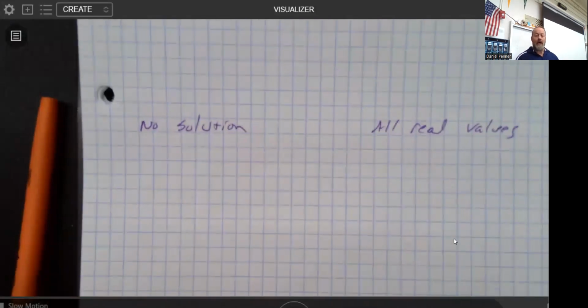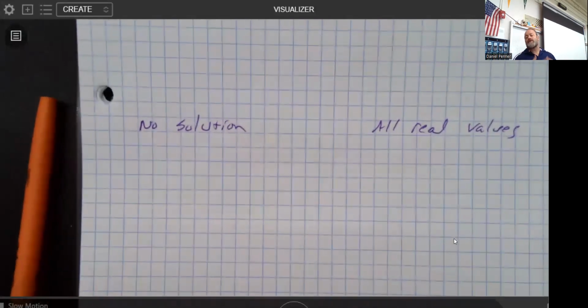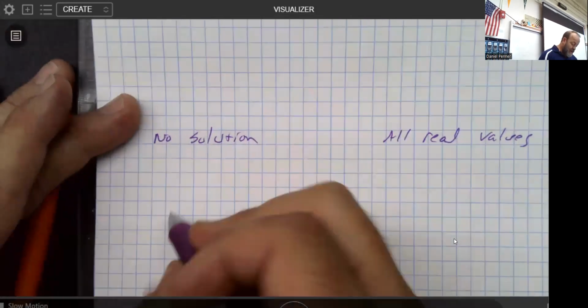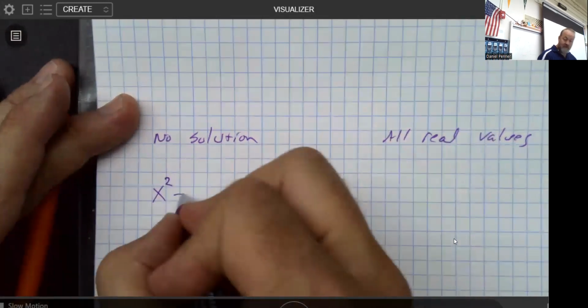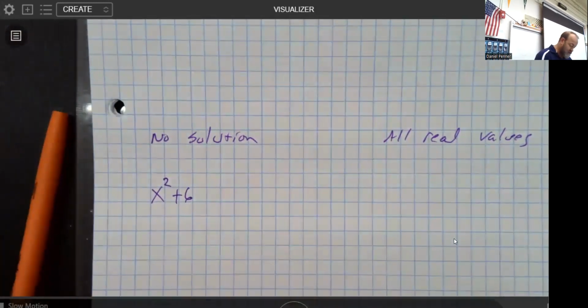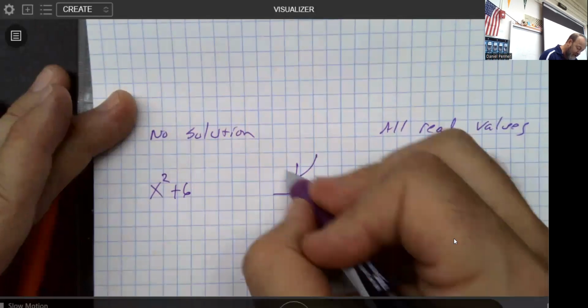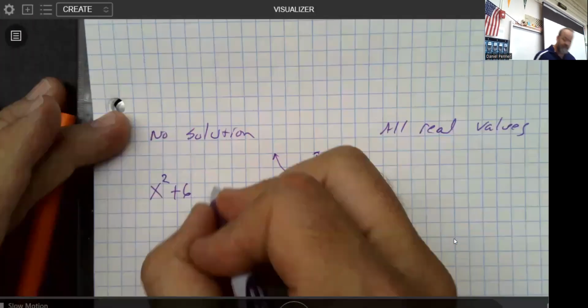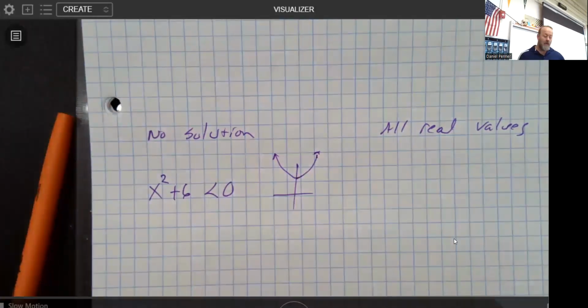Now, the last question's kind of a trivial, silly one. I want to know about an inequality that can't be true, and this is very, very easy. I want to know when x squared plus 6 is below 0. We know what x squared plus 6 is. Well, it's never below 0. So if I tried to find where I'm getting those negative numbers, the answer is I can't. So this would be no solution.